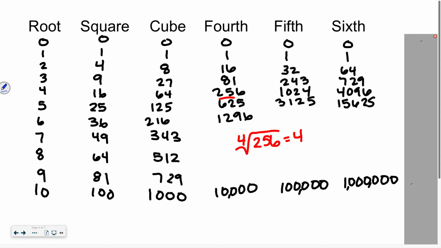Okay, if I did something like the cube root of 600, I'm going to go to my cube column. I'm going to look for 600. It's not there. It's in between 8 and 9, but this must be one that I would have to use a calculator for. Like, that's not on the list. So it doesn't have a perfect root.